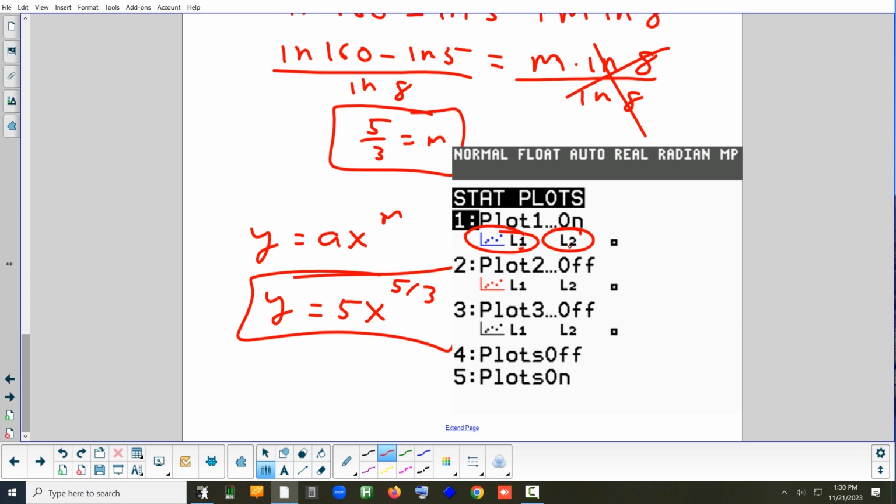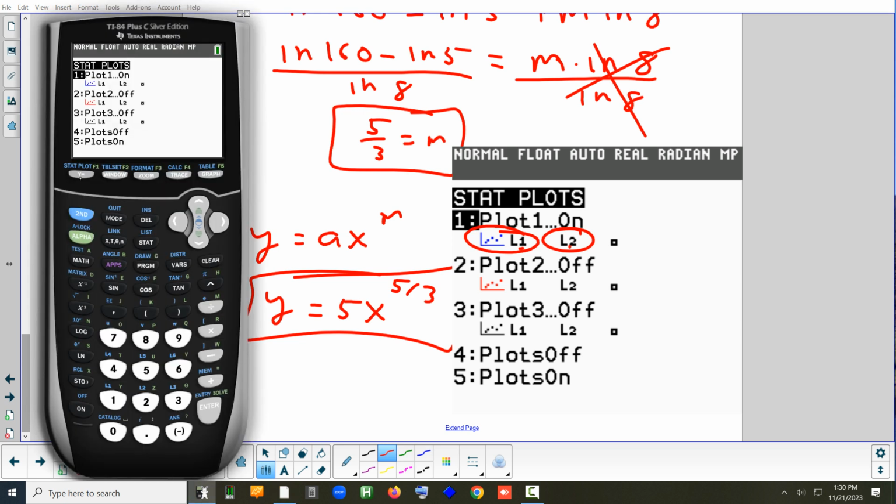And it's going to use blue dots. We could use red dots or black dots. The color doesn't matter. All right, so we've got our scatter plot turned on. Now I need to set my window.